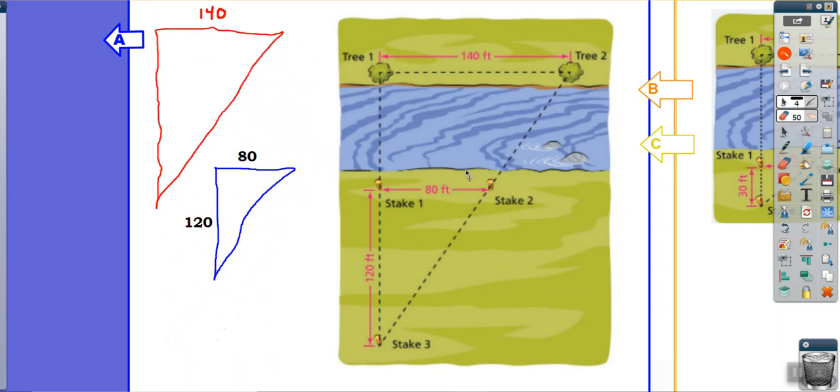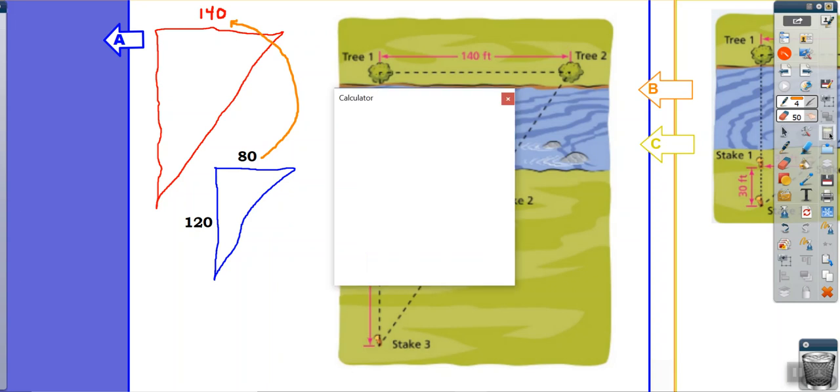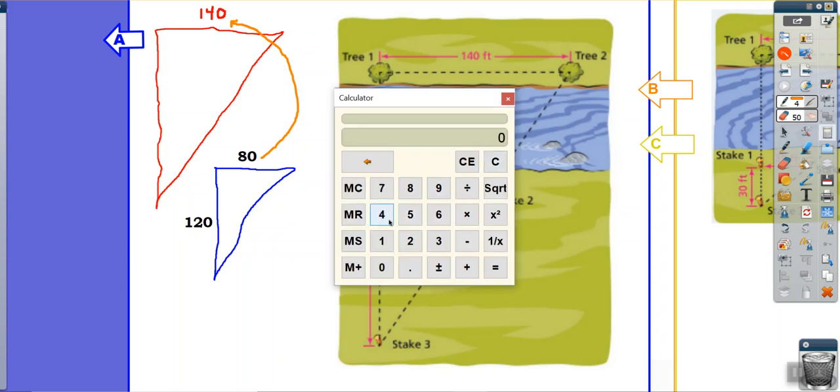So since they are similar, I know that there has to be one and only one scale factor that connects the side lengths for the corresponding sides. So the question is, what did I multiply 80 by to get 140? Well, here's what I'm going to do. I'm going to grab my calculator, and I'm going to divide 140 by 80. Let's see what we get. So we get a scale factor of 1.75.